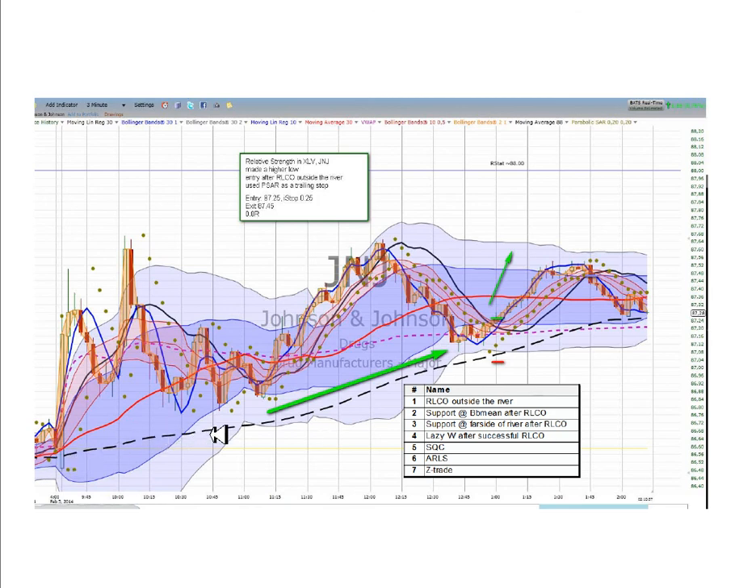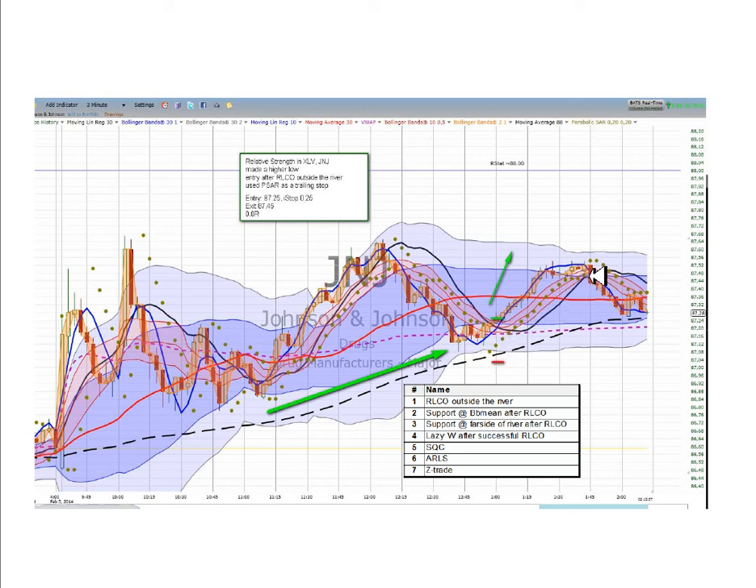Here's a low, here's higher lows, a higher low, a fifth higher low. We get this RLCO from outside the river. He buys it right here at 87.25 with a 25-cent stop here below the floodplain.